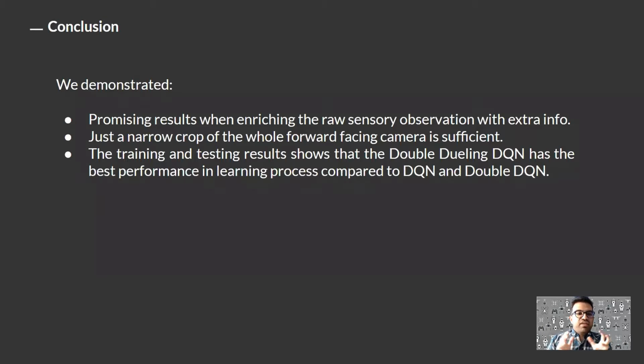In this project, we demonstrated promising results when enriching the raw sensory observation with some extra info. And we showed that just a narrow crop of the whole forward-facing camera image is sufficient, and it leads to faster training. Also, we showed that a double dueling DQN has better performance in comparison with DQN and double DQN. Thanks for your attention.